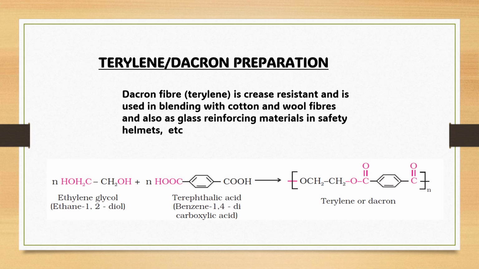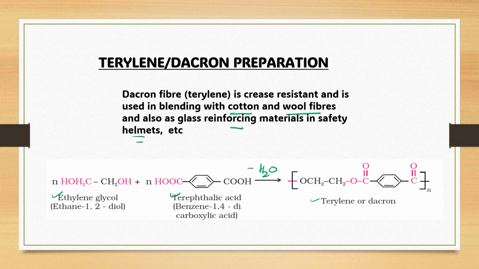So this is the ethylene glycol, this is terephthalic acid, and this is terylene, with water removed. Dacron is crease resistant and is used in blending with cotton and wool fibers, and it is also a glass reinforcing material used in safety helmets. This is about terylene or Dacron.